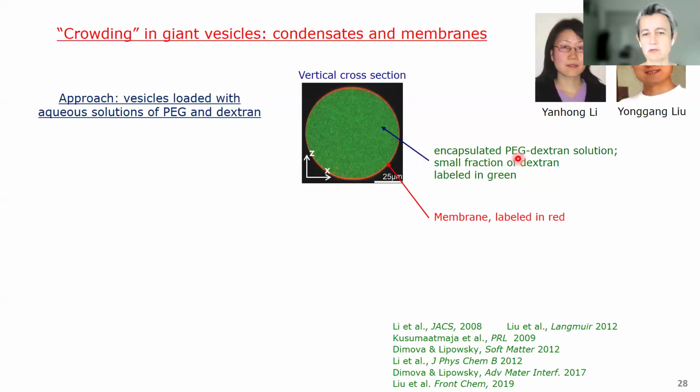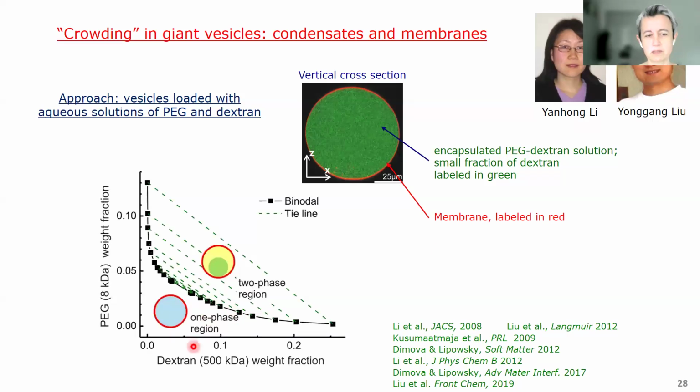We encapsulated macromolecules like PEG and dextran. Polyethylene glycol and dextran are simple molecules, well known. They are water soluble. If you mix them, you are going to get an aqueous solution. But if you increase the concentration of PEG and dextran, you're going to end up with phase separation in your test tube where you have two aqueous phases. The dextran-rich one is heavy and it's at the bottom, and the PEG-rich phase is at the top.